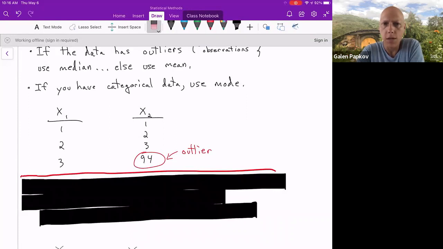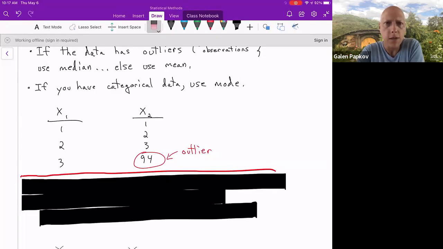And X2 has the values 1, 2, 3, and 94. So they're really, really similar with just one new value in the X2 column. And so that likely is an outlier, the number 94, just because most of the data is pretty small. And so we want to compute the mean for these.